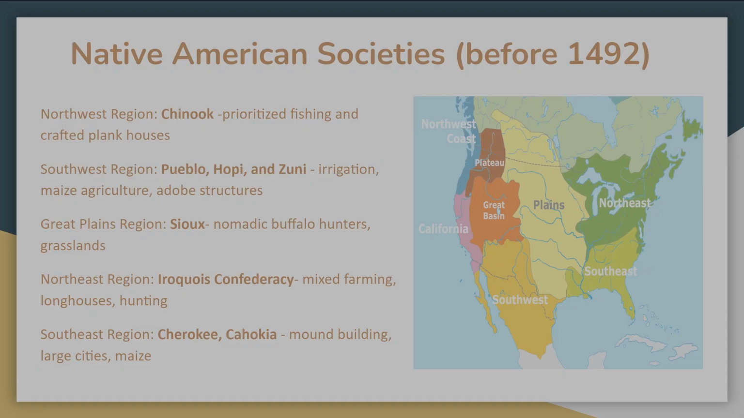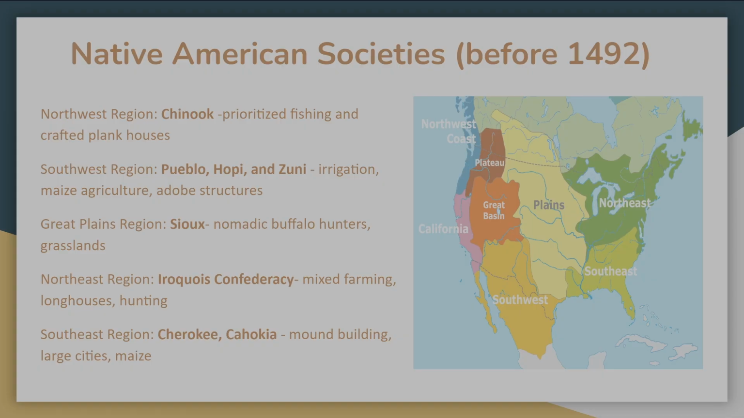So, Native American societies before 1492. There's the Northwest region. It was the Chinook, and they prioritized fishing and crafting plank houses. There's the Southwest region, which were the Pueblo people, Hopi and Zuni people. They heavily prioritized irrigation, maize agriculture, and adobe structures. You have the Great Plains region, mainly the Sioux people, and they were nomadic buffalo hunters, and they lived in the grasslands.